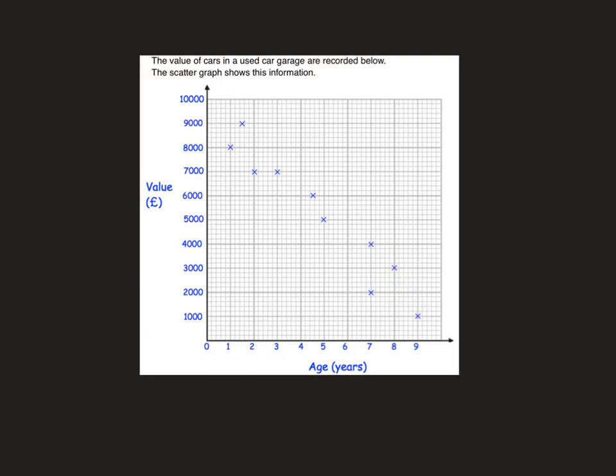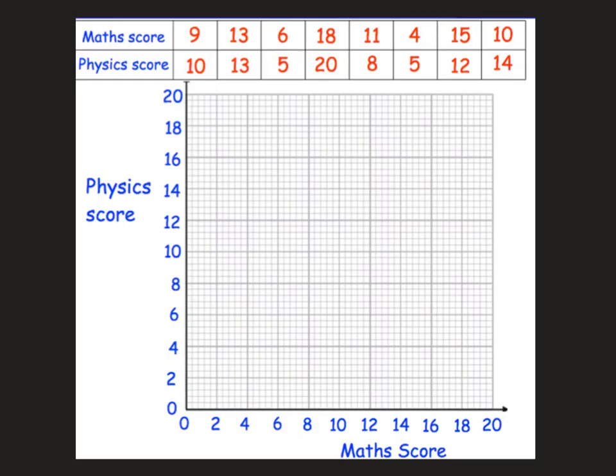So for example, this point here, well, this tells us that there was a 7-year-old car and it was worth £2,000. Similarly here, we've got a 2-year-old car that was worth £7,000. So first of all, I have to be able to read off these values. They're pretty easy to see. So in this example, there were 10 cars which were looked at, and each one is plotted individually with a little cross. So your first task today is just to practice plotting these. They're actually pretty easy to plot, I think.